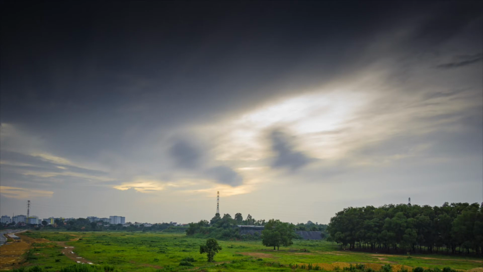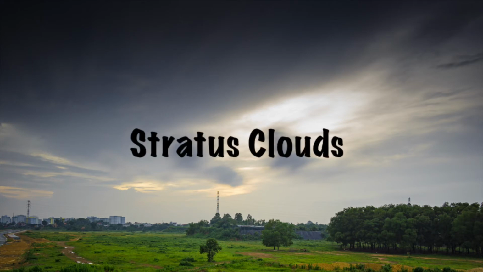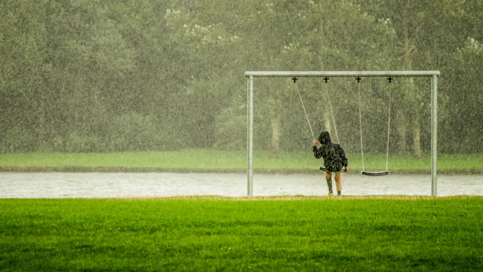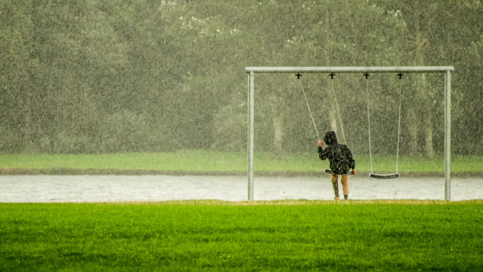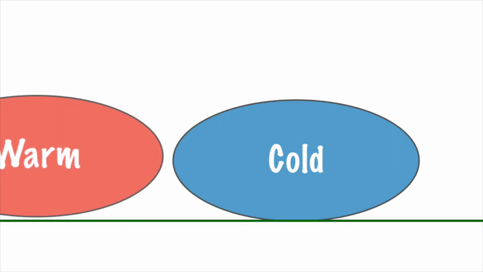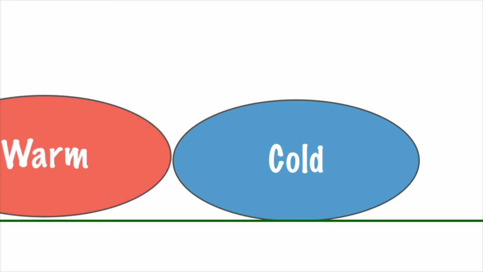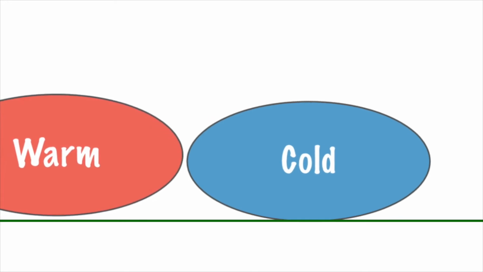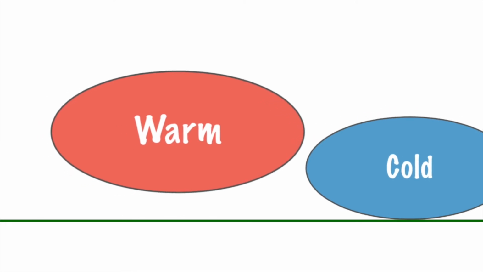When this occurs, we tend to get stratus clouds and rain. So you could have a sunny day, then a gray, rainy day. If a warm front passes through the area where you live, the temperature will also change, as the cold air mass is pushed out and the warm air mass takes its place.